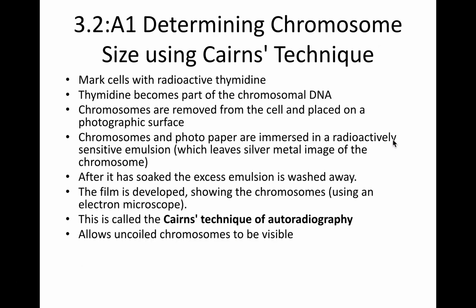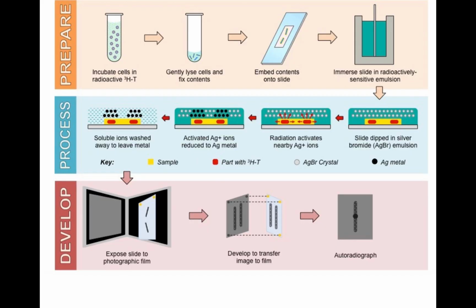Okay, so this is how we determine chromosome size, and it's a technique called Cairns' technique. I'm going to go through it using a picture because I think it's better, but here are the steps for you. Explaining the steps has been a question in the past on IB exams. So here's the picture, and if you look through it, it flows this way and down and zigzags through.